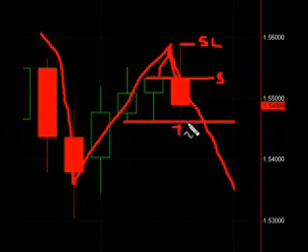Now to manage this trade, we could take profits here at the target point, or we could move to break even. Once the market touches this next support level, we could move to break even stops and let it run into the end of the week. And that's how you trade the fakie setup.